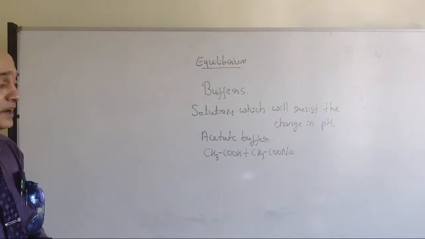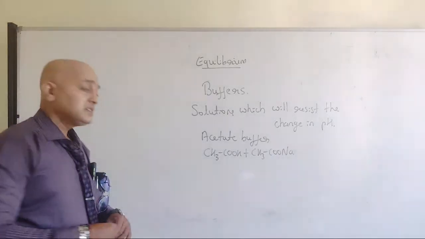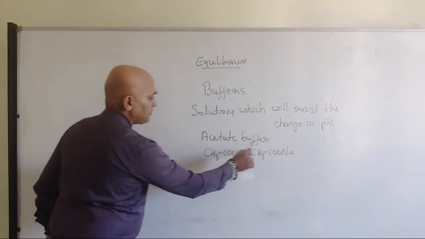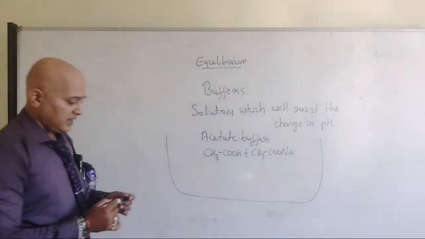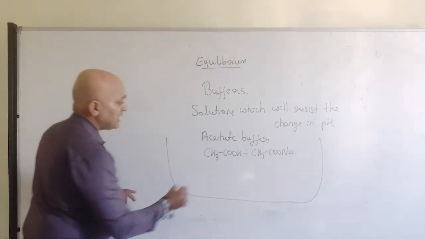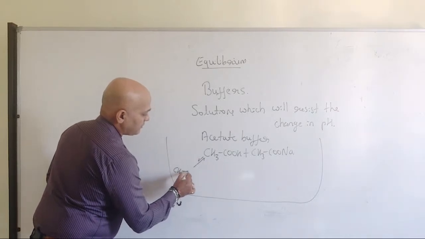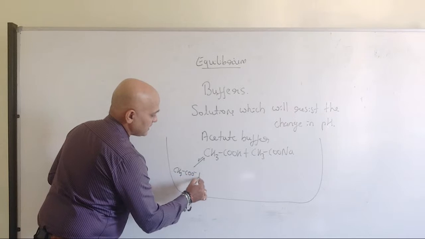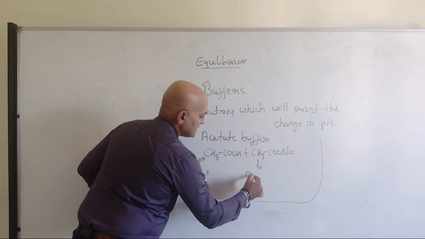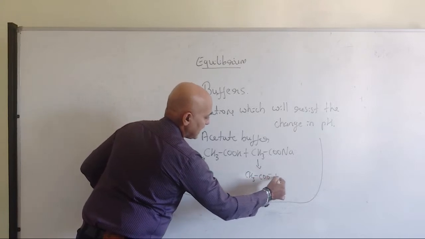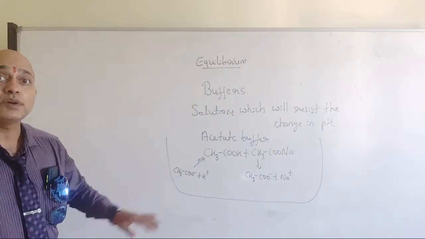Acetate buffer will be prepared by mixing acetic acid and sodium acetate. So naturally, when I have the solution of this one, we'll imagine this is the container where we have taken the acetate buffer solution. So naturally, I will be having a reaction where a small amount of acetate will be released and there will be a small amount of H plus and CH3COO minus and Na plus. So these are the composition of this acetate buffer solution.